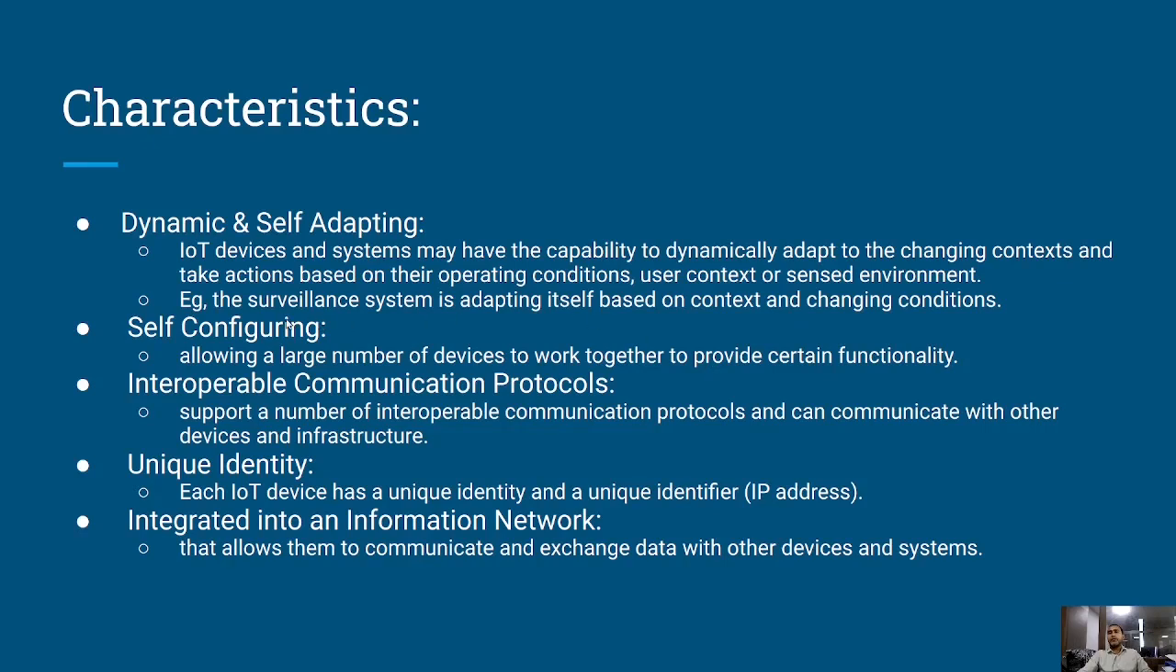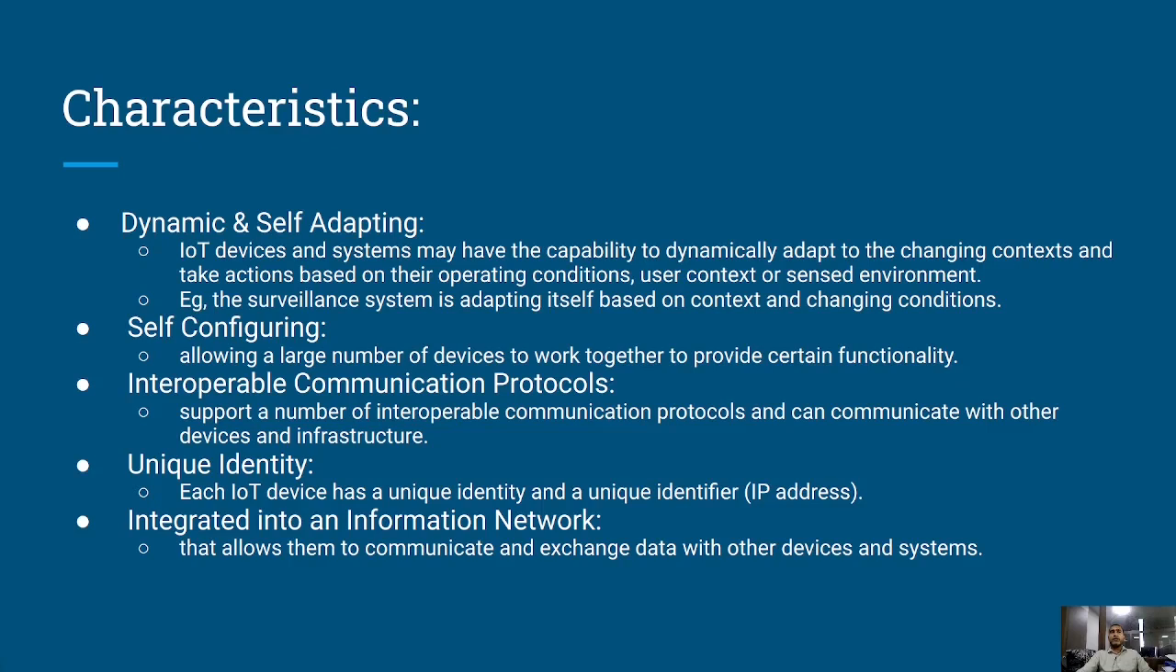So these are some of the major characteristics of Internet of Things. The first major characteristic of Internet of Things is it should be dynamic and self-adapting. That means IoT devices and systems may have the capability to dynamically adapt to the changing context, take action based on their operating conditions, user context, and sensed environment.